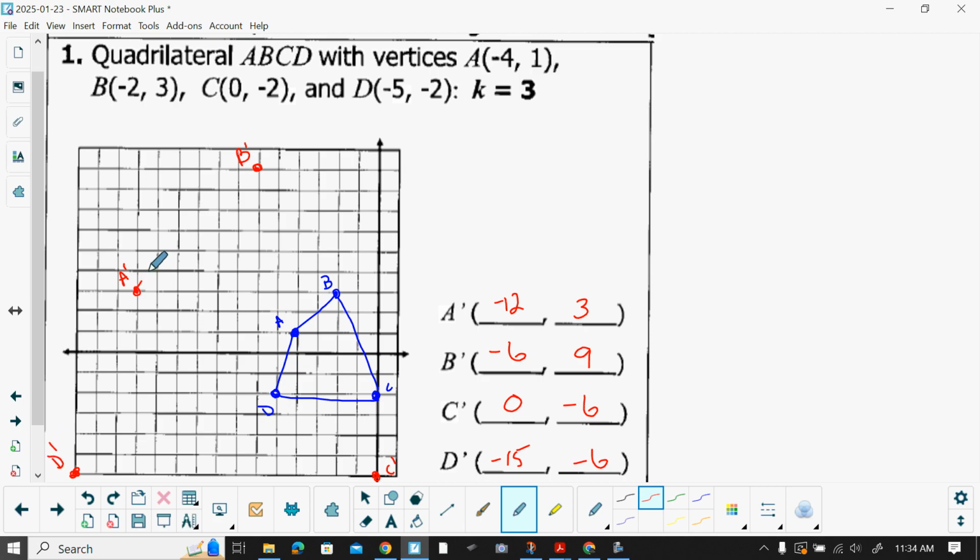So I'm going to connect A to B to C, over here to D, and then back to A. There we go. So there is number 1.